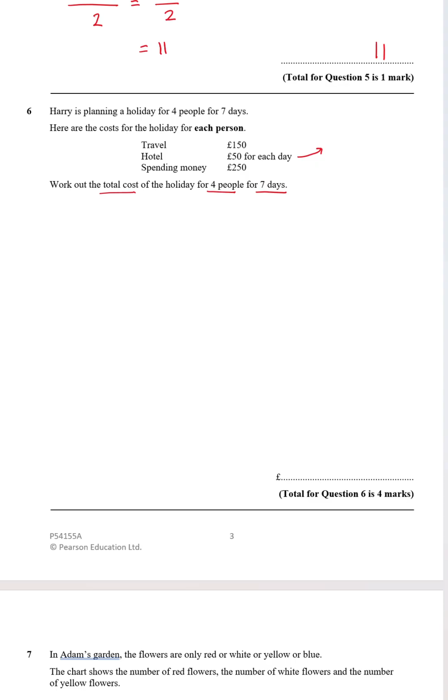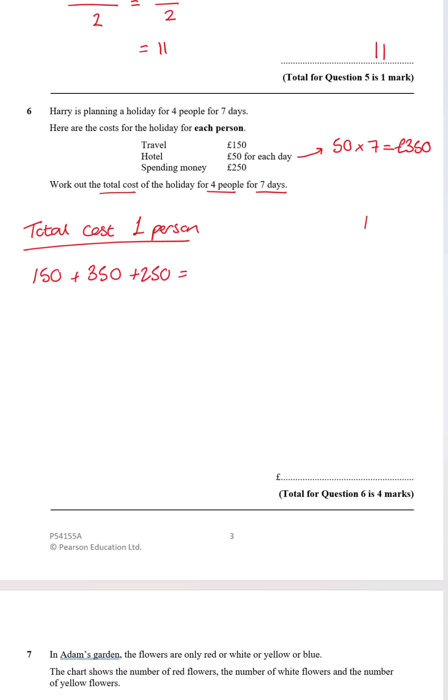I'm first of all going to deal with this bit here, the each day part. So I know that 50 multiplied by 7 is £350 hotel per person. I'm then going to work out the total cost for one person. To work out the total cost of one person, I'm going to do the travel plus the hotel plus the spending money. I'm going to do my rough working out on the side over here. So for one person, it is going to cost £750 to go on a holiday for 7 days.